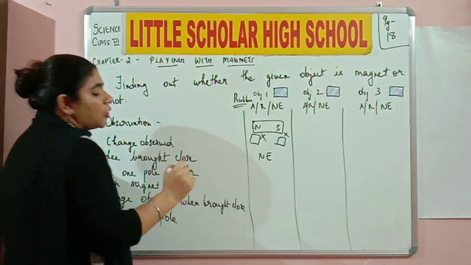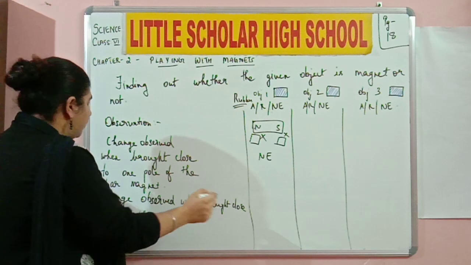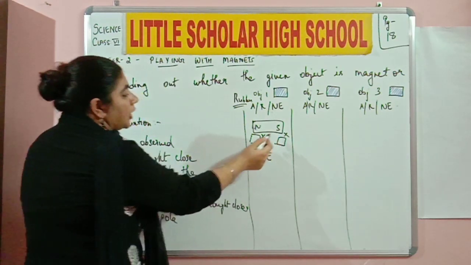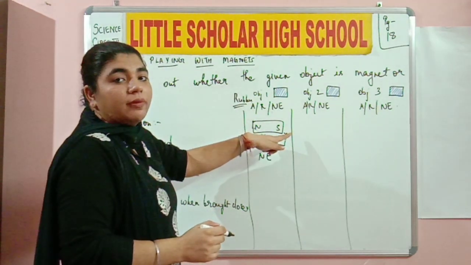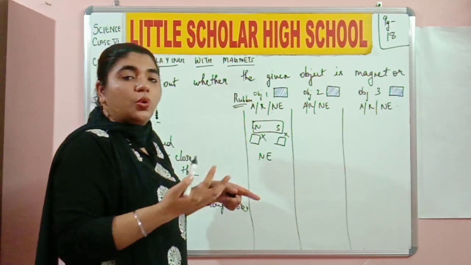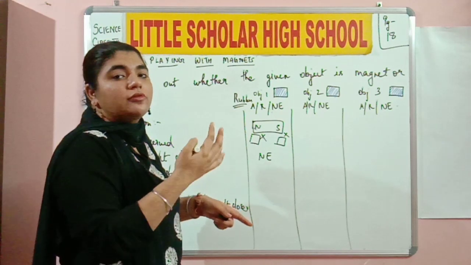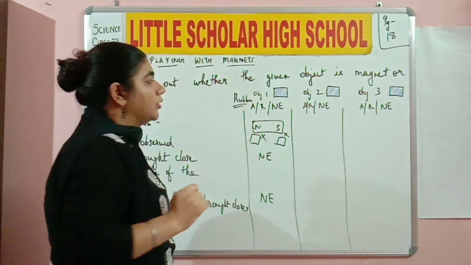This is page number 18. You can copy the table from the board over here. Now change observed when brought closer to the other pole. Did I see any change when I bring that particular block closer to the second pole of my bar magnet? No. The rubber block is going to show no changes when it is brought close to any of the poles of the bar magnet. So here also you are going to write not affected.